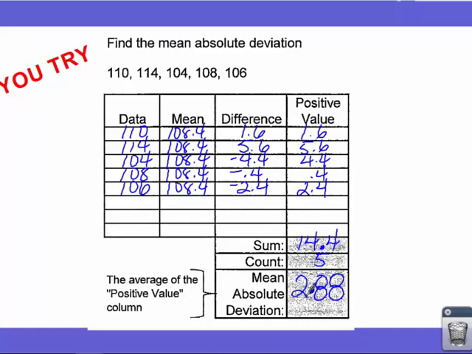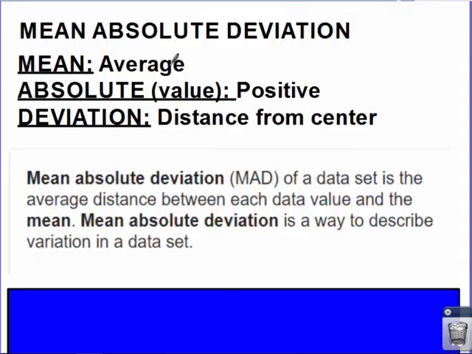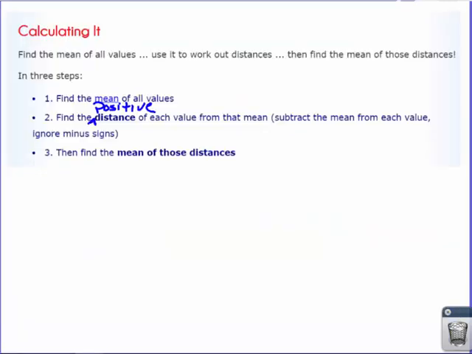So again, the mean absolute deviation is just the average positive distance a number is from the center, or from the mean. Okay, and there's 3 steps in calculating it. Step number 1, find the mean of the values. Step number 2, find the positive difference each value is from the mean. And then last but not least, find the mean or the average of those distances. And that's how you calculate mean absolute deviation.